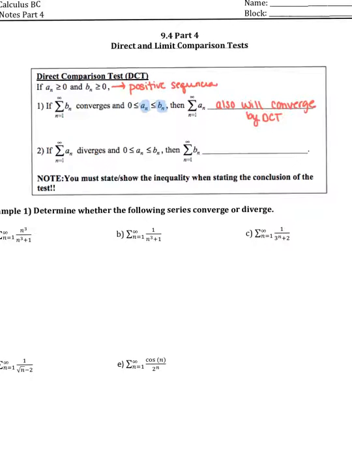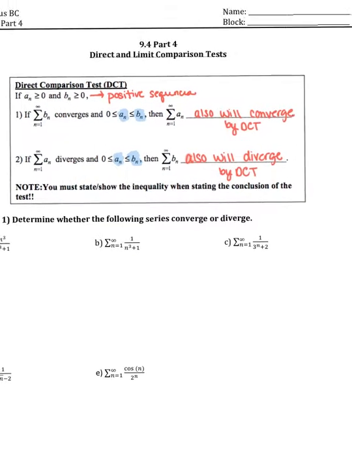Let's take a look at the second part. It says if you have a series from n equals 1 to infinity of a sub n and you find that it diverges, so look at that, the smaller one's going to diverge, well, then we can conclude that that bigger one, b sub n, also will diverge by DCT.